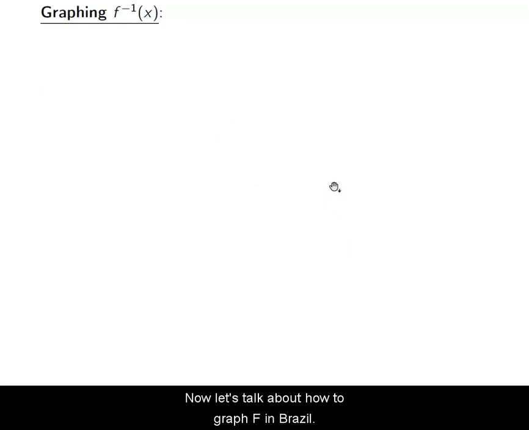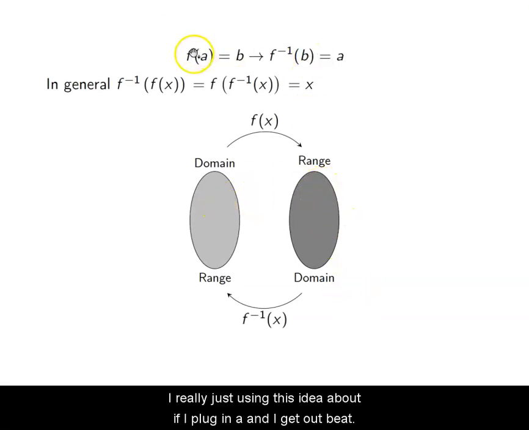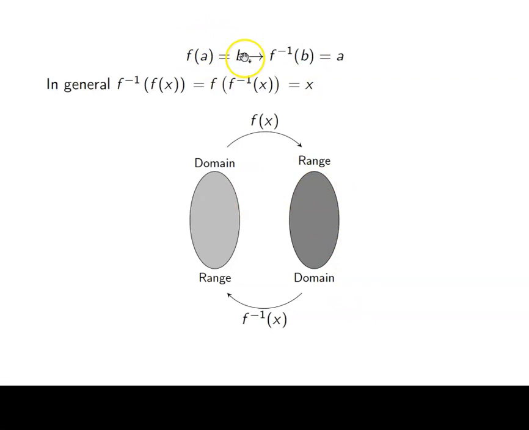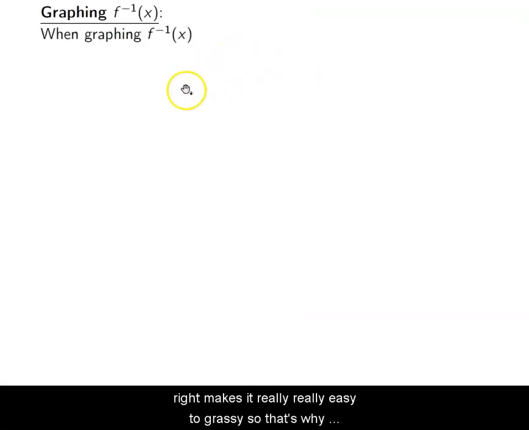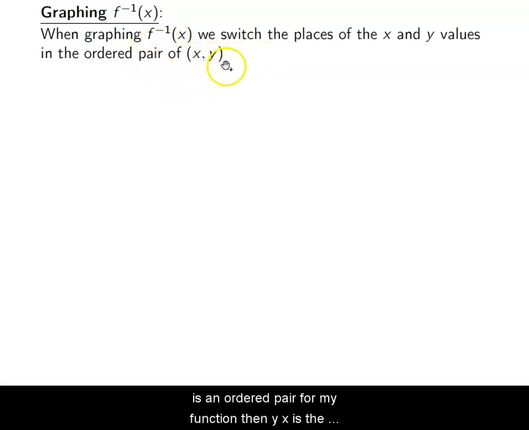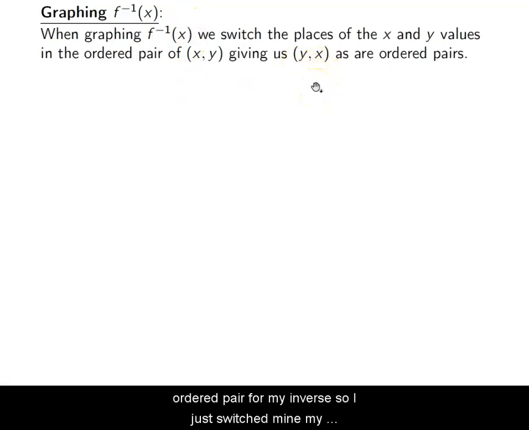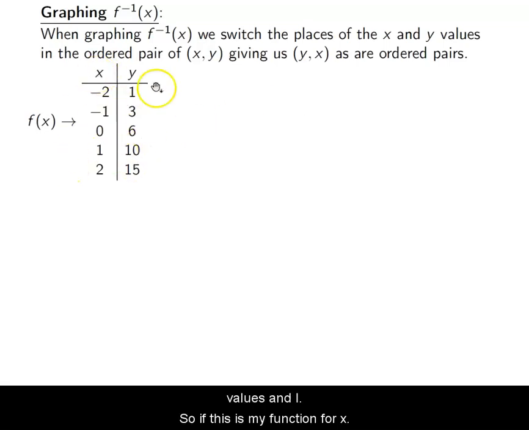Now let's talk about how to graph f inverse. We're really just using this idea that if I plug in a and get out b, a point on my graph would be (a, b). For f inverse, my input is b and my output is a, so a point on f inverse is (b, a). A point on f is (a, b), on f inverse is (b, a). Basically, we just swap the positions, which makes it really easy to graph these. If (x, y) is an ordered pair for my function, then (y, x) is the ordered pair for my inverse. So I just switch my values and graph.